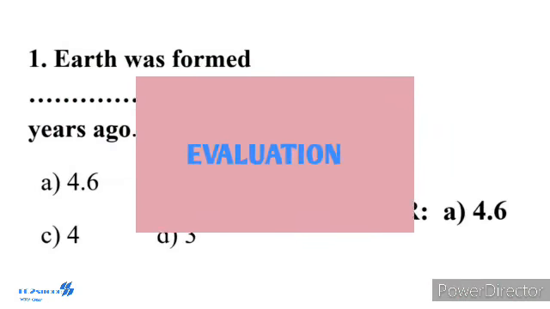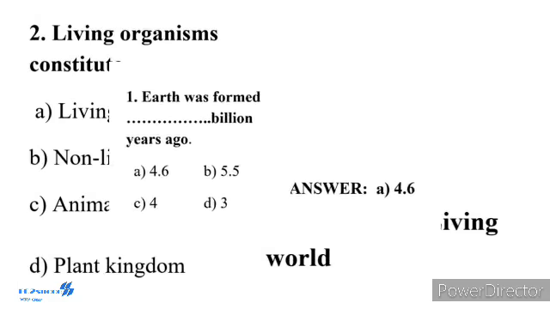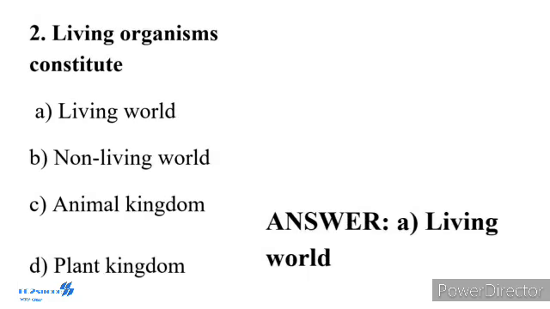Evaluating some questions. Question number 1. Earth was formed dash billion years ago. Option A 4.6, option B 5.5, option C 4, option D 3. So the correct answer is option A, 4.6. Second question, living organisms constitute. Option A living world, option B non-living world, option C animal kingdom, option D plant kingdom. So the correct answer is option A, living world.